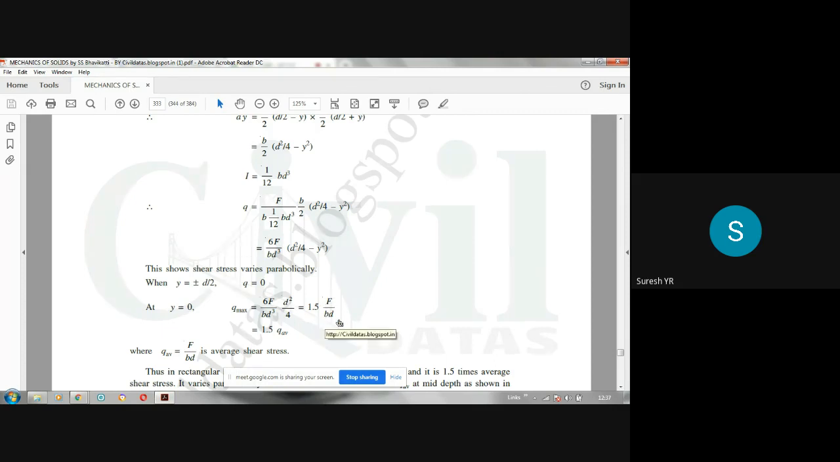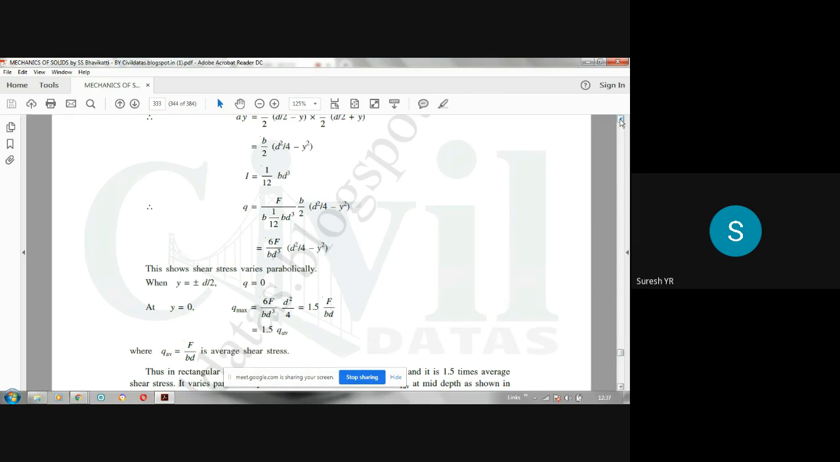What is this F divided by bd? F is the shear force, and b into d is the area over which the shear force is acting. So it is called the average shear stress. Shear force divided by area is called the average or mean shear stress, the mean shear stress or average shear stress over the entire area.